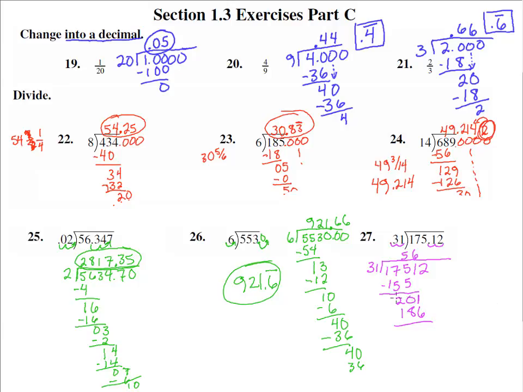Can't borrow from a 0, so I have to make that a 1, make that a 10, make that a 9, make that an 11. Wow. 11 minus 6 is 5. 9 minus 8 is 1. 1 minus 1 is 0. So we bring down the 2. All right, so we're at 152.